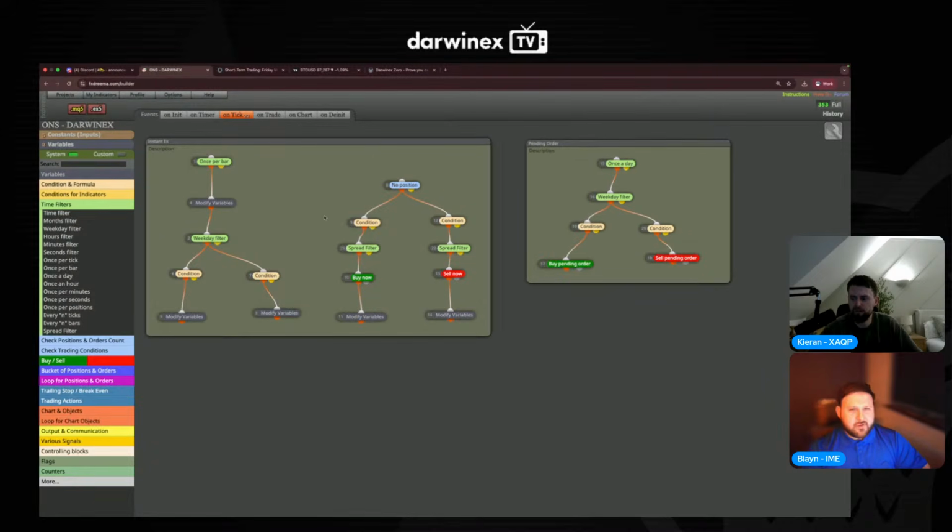I don't know if it's worth, Kieran, if I share this MQ5 file in the Discord, so then people can potentially take this away and see the difference between instant execution and pending orders. Don't know if it's worthwhile.